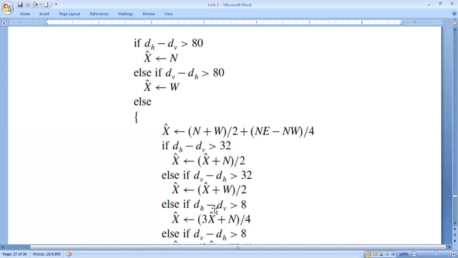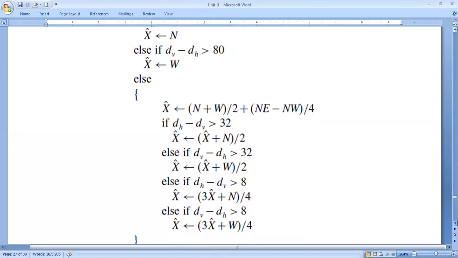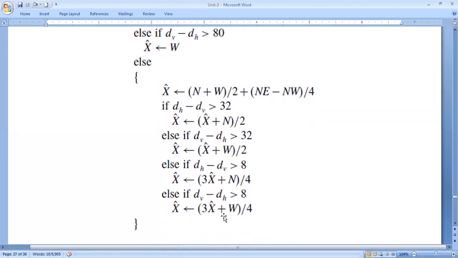And the opposite of this, if dv minus dh is greater than 8, then the value of x will be encoded as 3x plus west divided by 4. So this one is the pseudocode. With the help of this we can calculate the value of x.